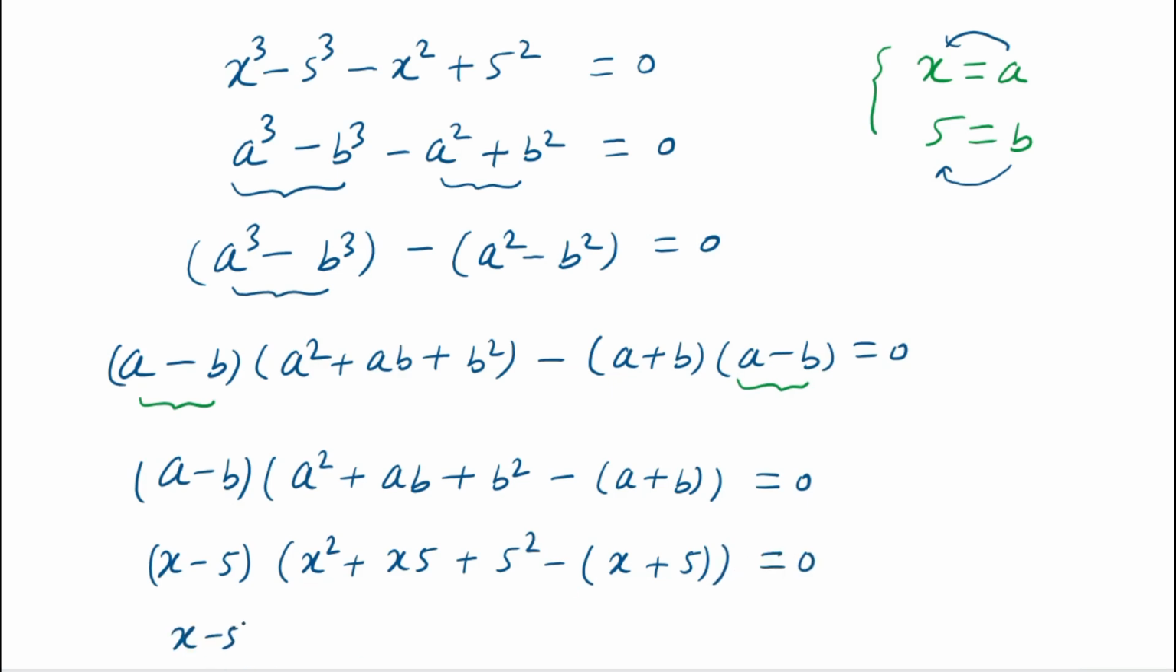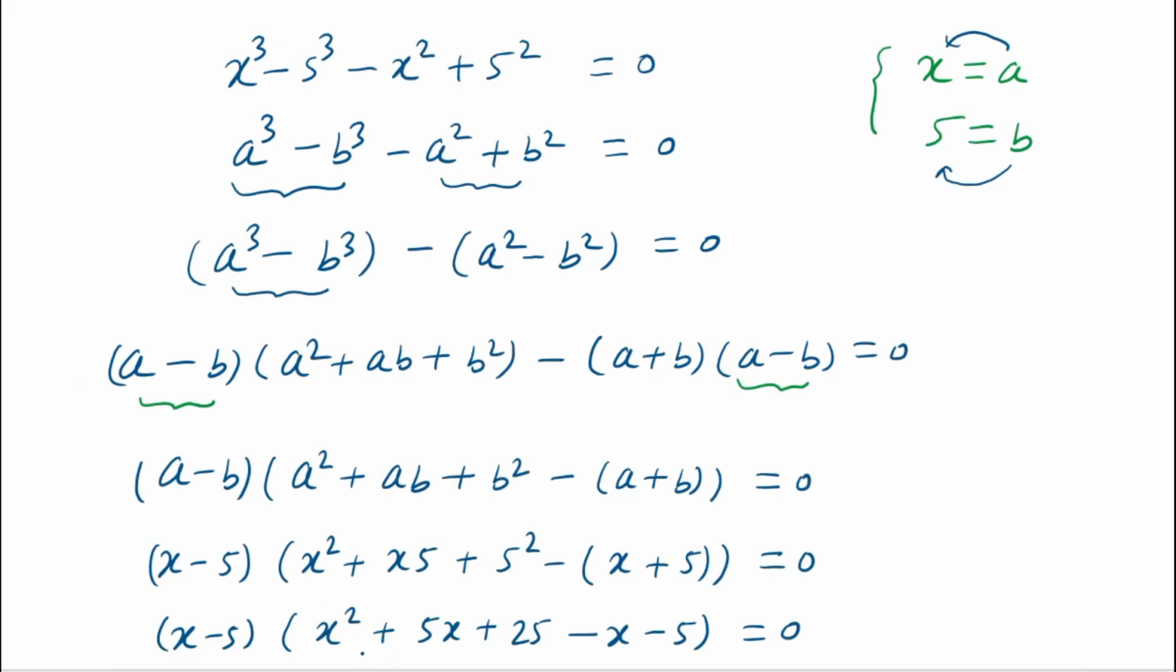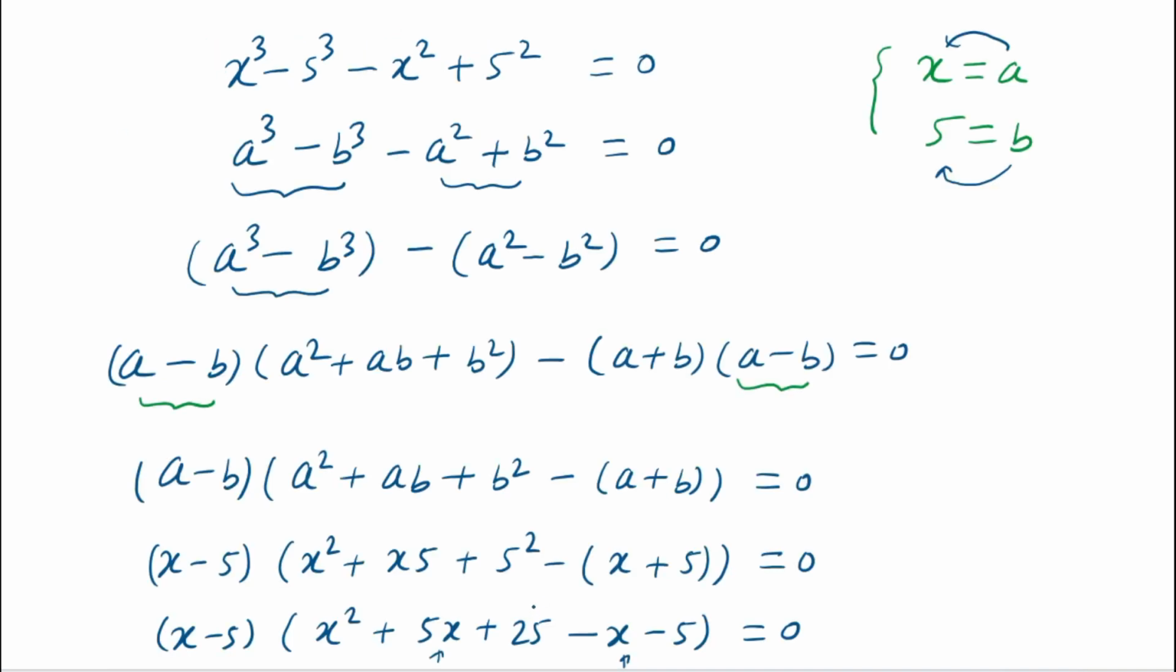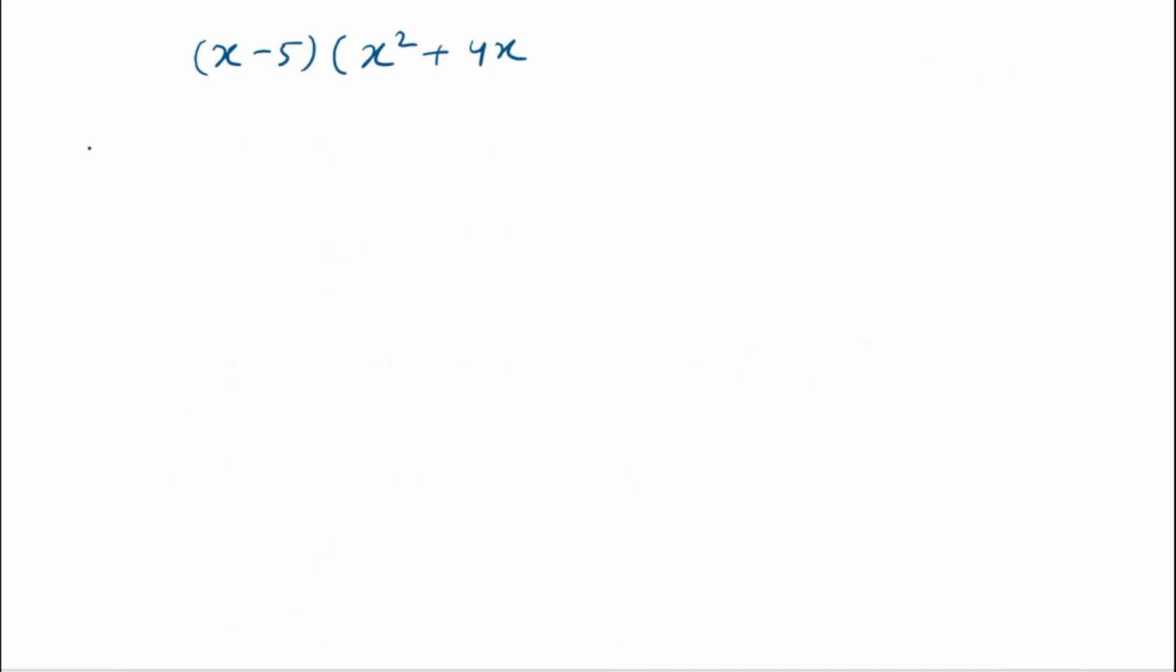Here x minus 5 is multiplied by x square plus x times 5 is 5x plus 5 square is 25. This negative sign is multiplied by x plus 5, then you will get minus x minus 5, and this is equal to 0. On the left hand side we have x minus 5, multiplied by x square, and here 5 times x minus x is 4 times x. So x square plus 4 times x, and look carefully, here we have 25 minus 5, this is plus 20, and this is equal to 0.